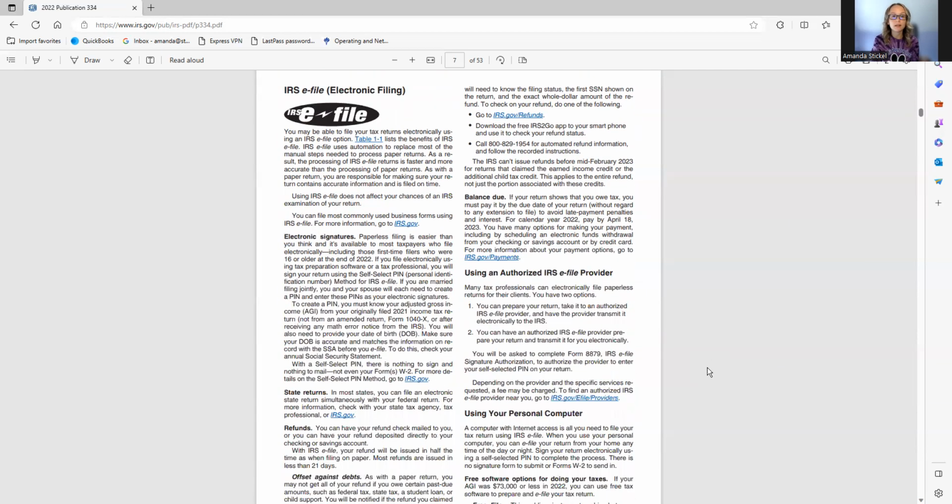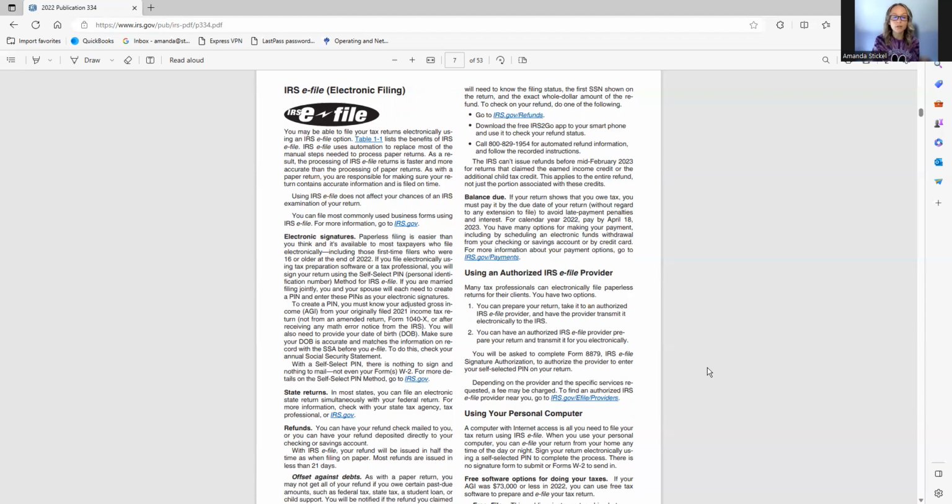IRS e-file electronic filing. You may be able to file your tax returns electronically using an IRS e-file option. Table 1.1 lists the benefits of IRS e-file. IRS e-file uses automation to replace most of the manual steps needed to process paper returns, and it's less likely to get lost in the mail. As a result, the processing of IRS e-file returns is faster and more accurate than the processing of paper returns.